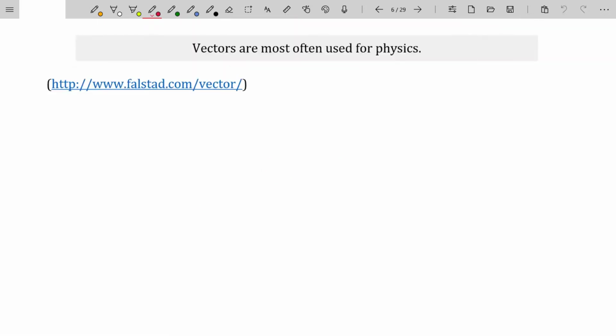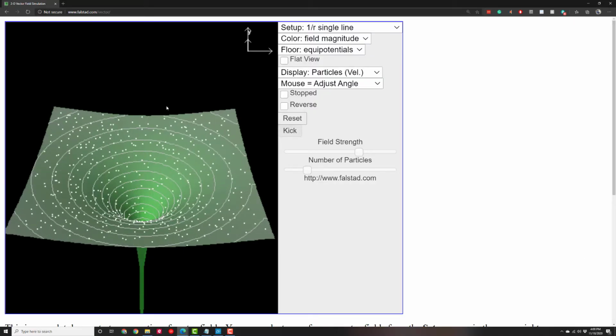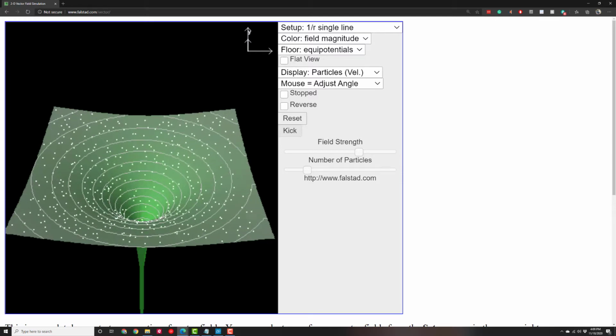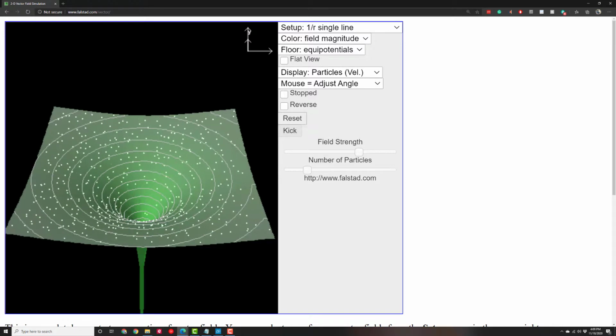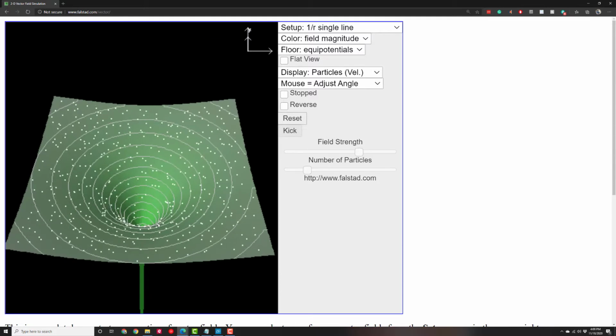As I mentioned before, vectors are most often used in physics courses and in physics and engineering, really. So there's a website here, fallstad.com. It's been around for a very long time, and there's an applet there that I've always found very helpful. So I'm going to hop over there and describe a few things. What you see right here is sort of like a black hole or a sinkhole, and you have all these particles moving to the center. Notice they're moving faster as they get toward the center. It's because they're being sucked in there.